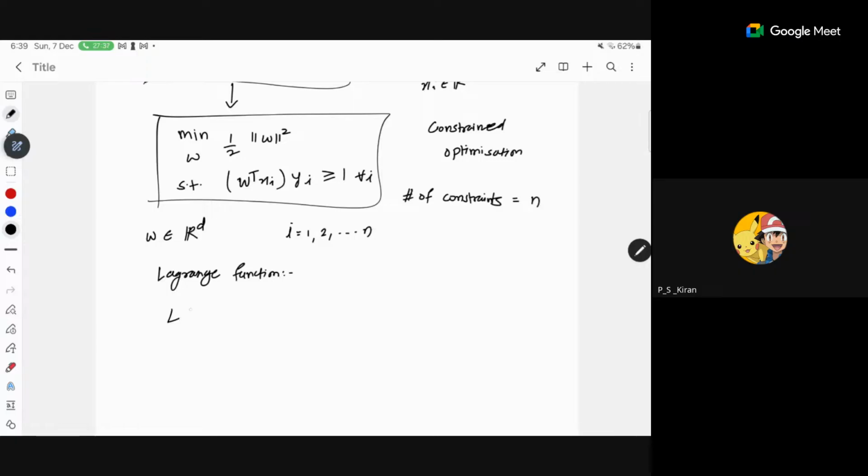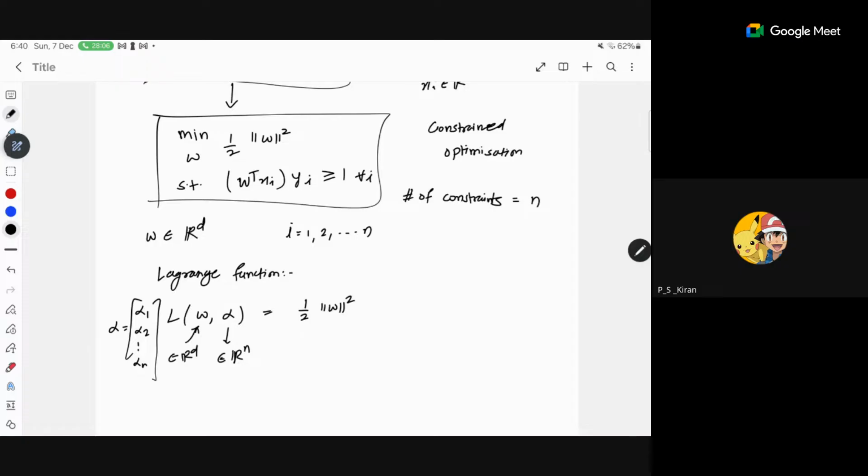And the Lagrange function is a function of W and alpha. So W is in R^d. Alpha will be in R^n, right? So alpha will be like alpha 1, alpha 2 to alpha n, because we have n such constraints. How will I write this one? Half.